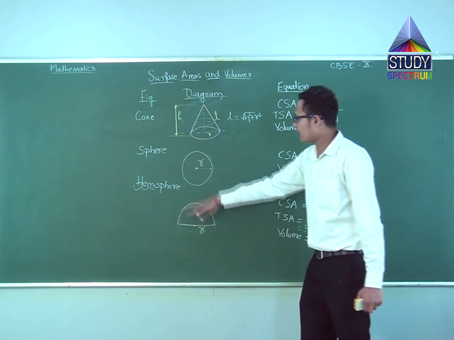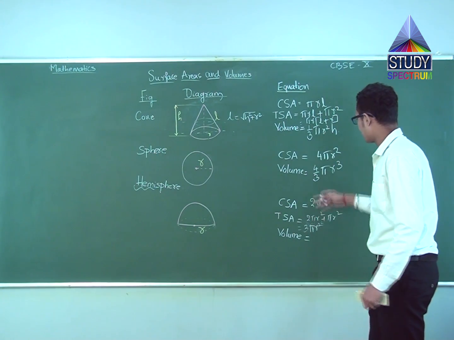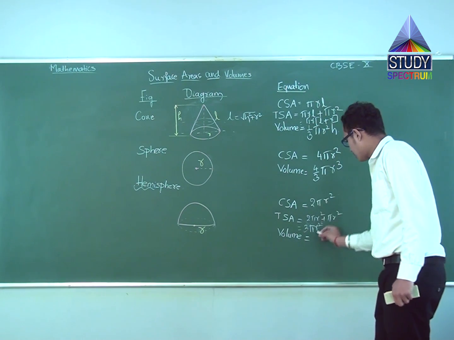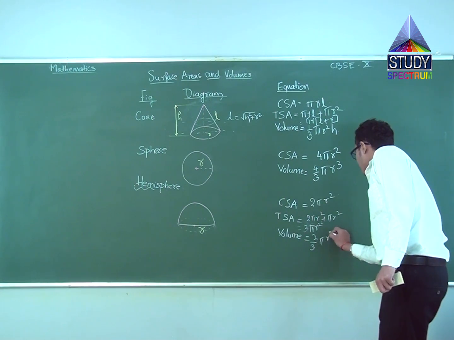Now volume is again half of the volume of the sphere. This is direct, right? If I write half here, 4 will cancel out with 2 and give 2 in the numerator. 2 upon 3 pi r cube.